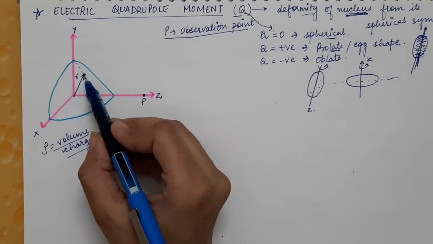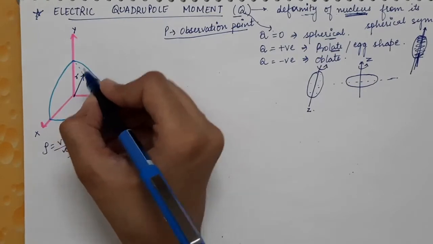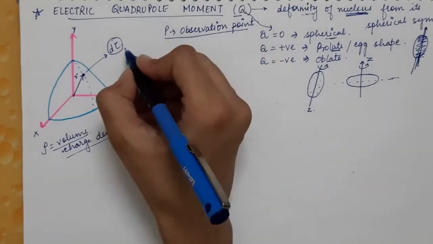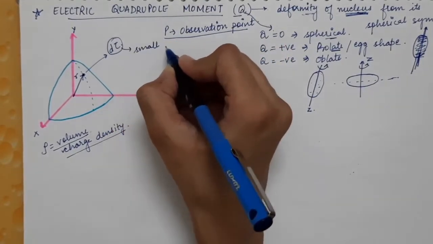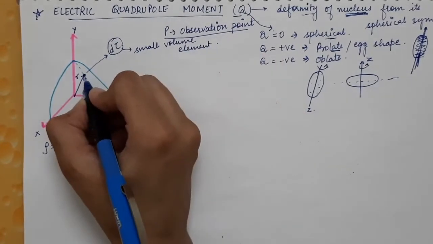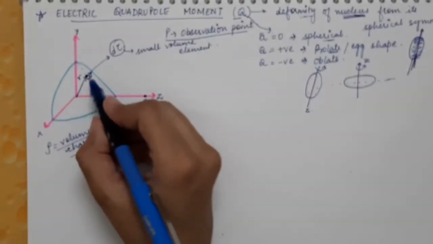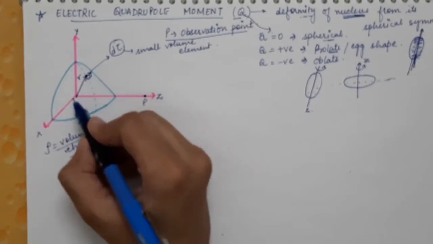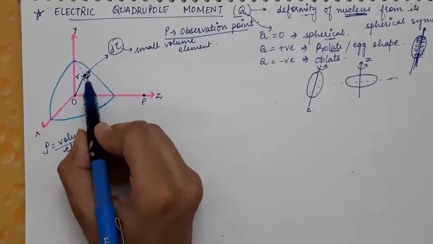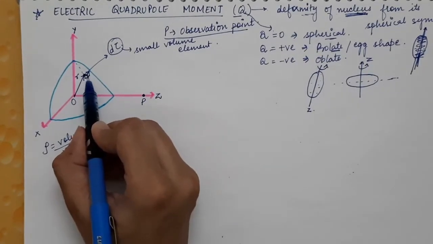This is a particular volume which is taken inside the charge distribution, and let's say the volume taken over here is d tau. This is the small volume element. So we are taking a volume which is shown over here, and the position vector of this volume d tau from the origin is given by small r vector, and the position vector or the distance of this d tau from the capital P point, which is the observation point.